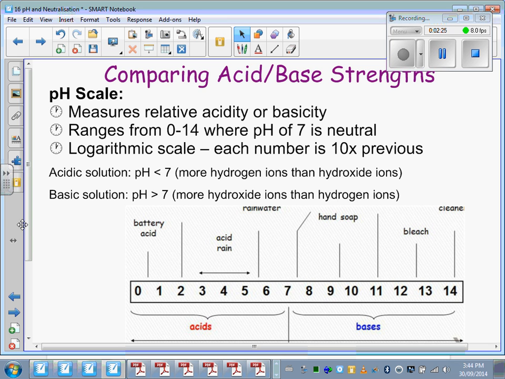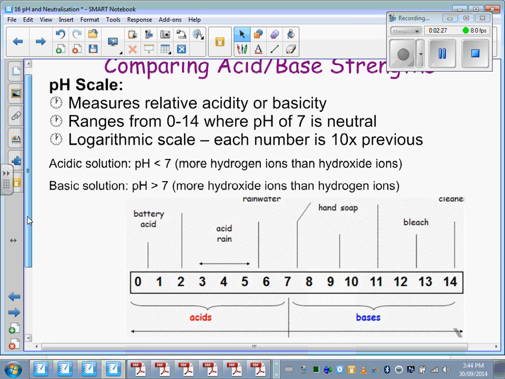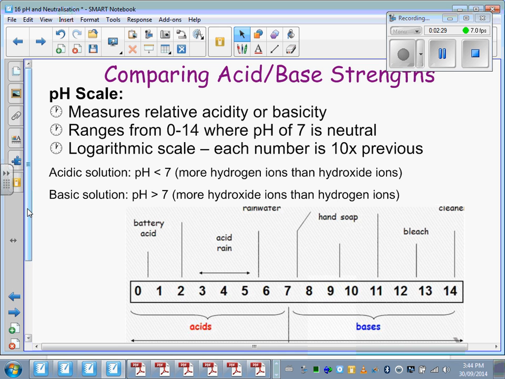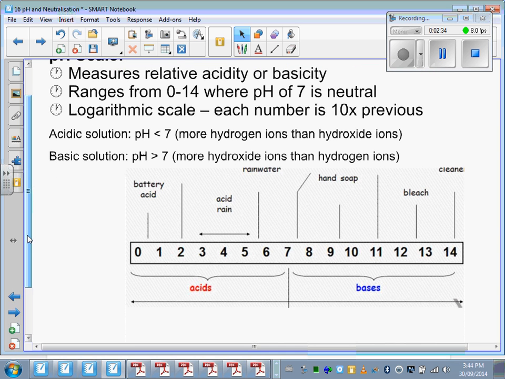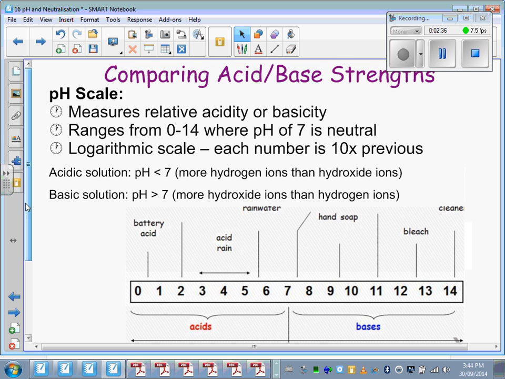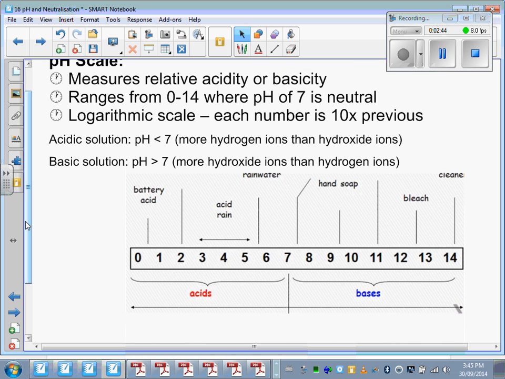So how do we compare acid and base strengths? We use what's called a pH scale. It's a scale running from 0 to 14. 7 right in the middle is what's called neutral, so it's pH neutral. And 0 to 7 on the pH scale refers to acids, and a pH of between 7 and 14 generally refers to bases.